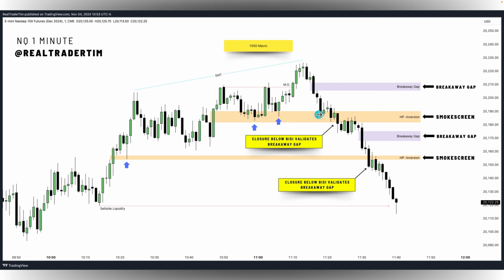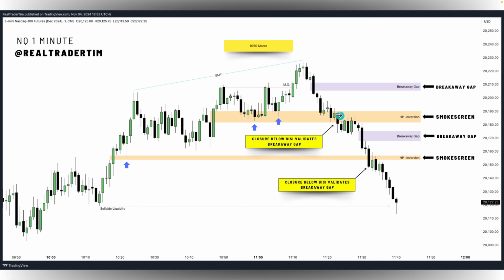When we return back to this, if we're going to see us go higher, do we want to see a candle close below? No. So when we close below that BISI, it validates this above SIBI as a breakaway gap, and we want to see any retracements into that inversion offer resistance and push price lower to the next objective.